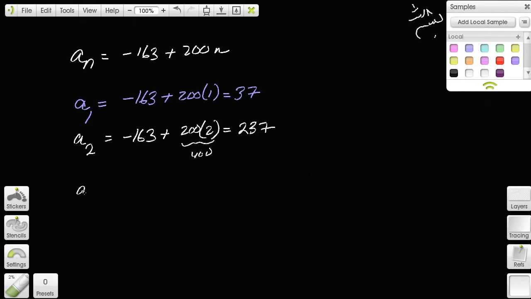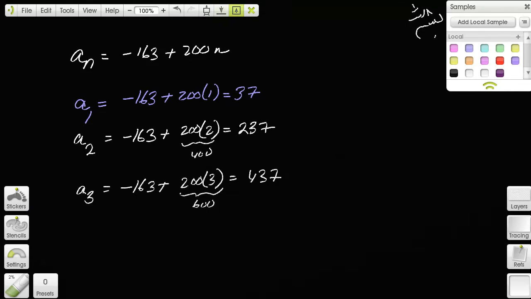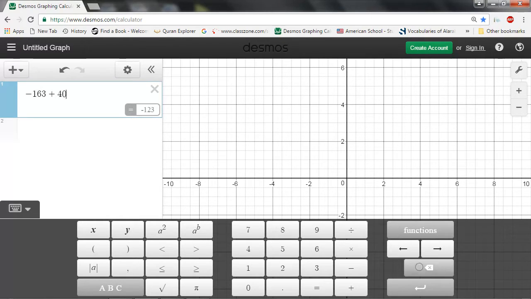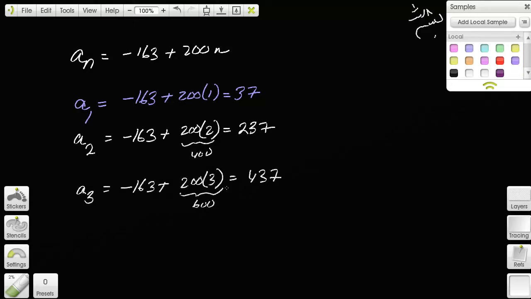And then I'm going to do the third one. That's negative 163 plus 200 times 3. This is like 600, right? That's going to be 437, I can tell you, but let me just do that. 600 minus 163 is 437. And a sub 4, if you were to do all of this, would be 637, because as you can see, every time you're adding 200.